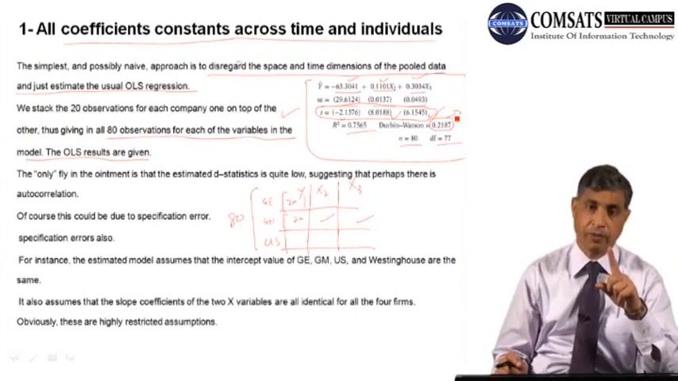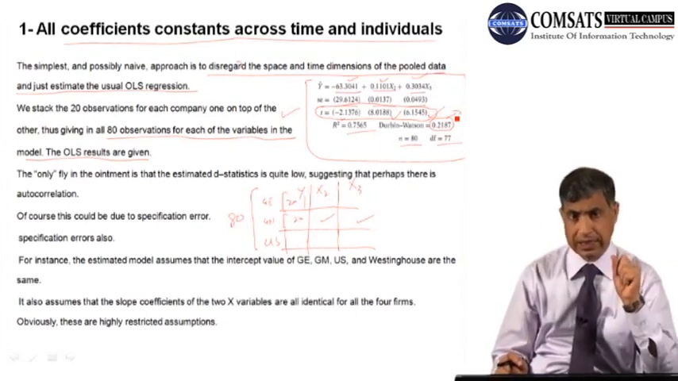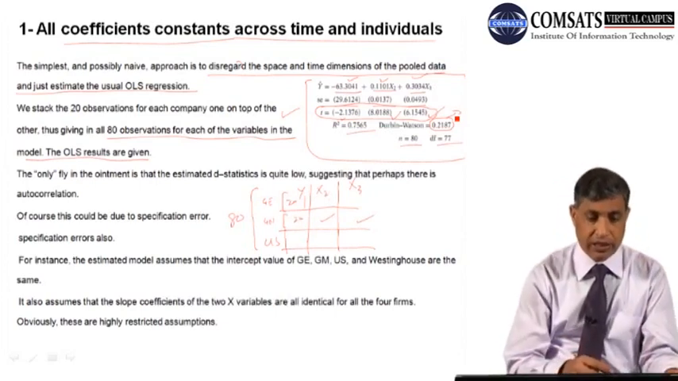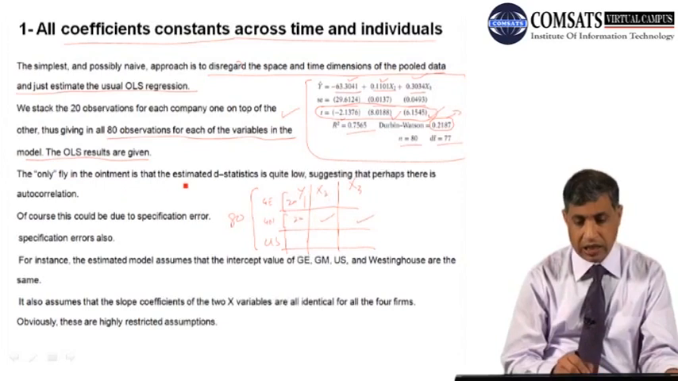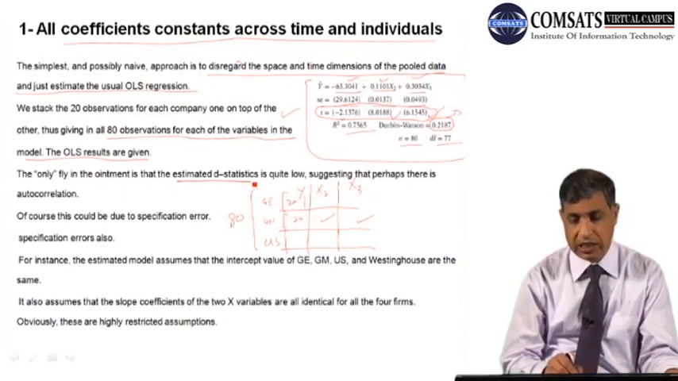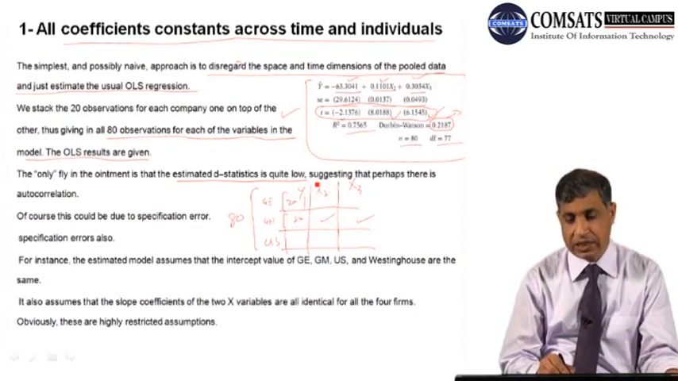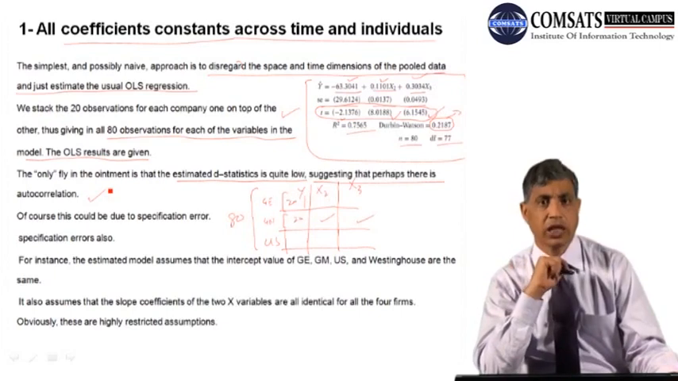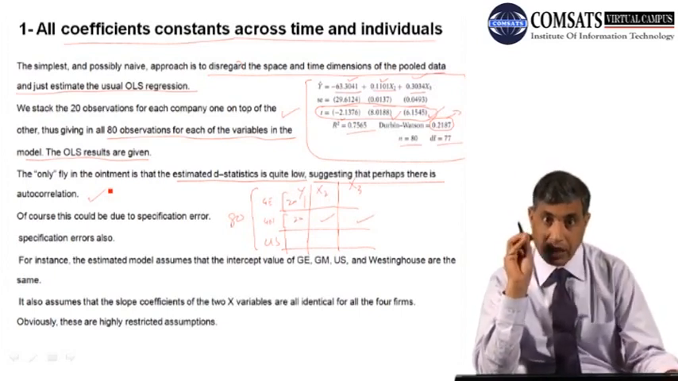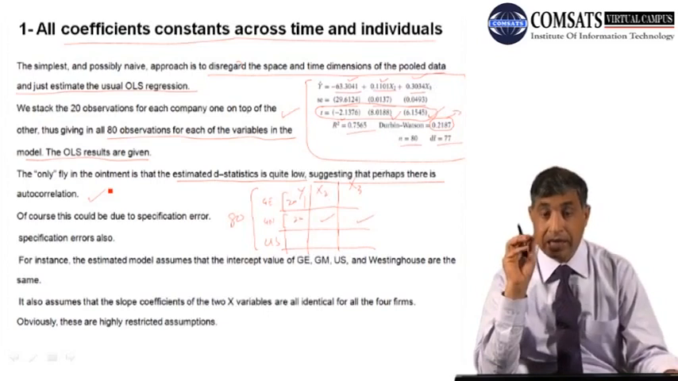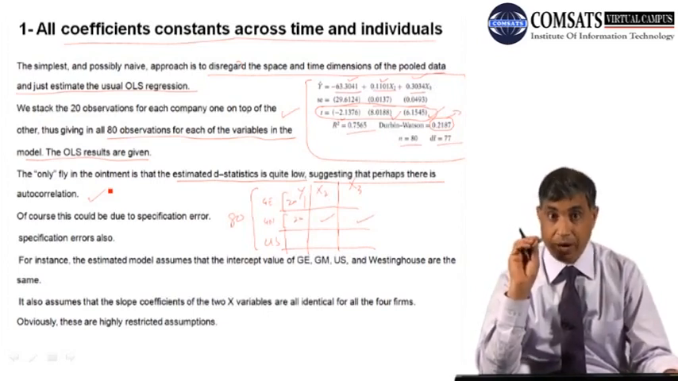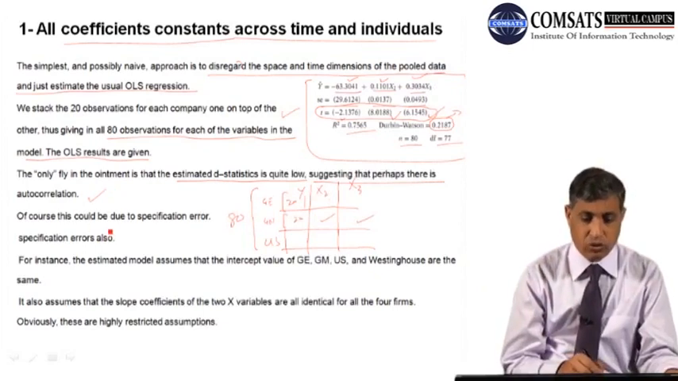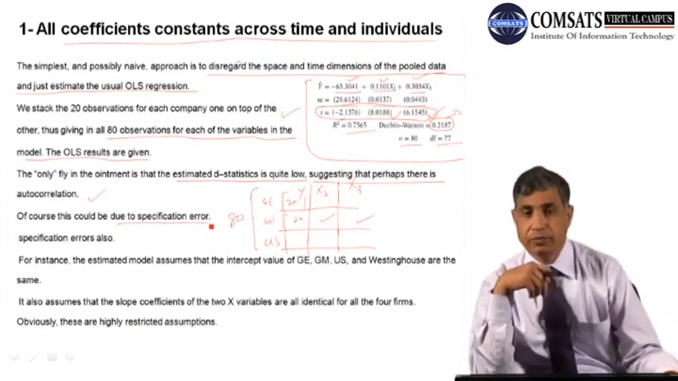Matter is done. One problem is there, that the Durbin-Watson statistics is showing the red indicator that there is something wrong. The only fly in the ointment is the estimated d-statistic is quite low. What this is suggesting is that perhaps there is autocorrelation. Everything is okay there, but this is giving a red indicator that there may be the problem of autocorrelation. Of course this could be due to the specification error.